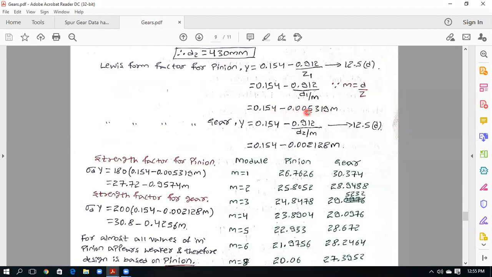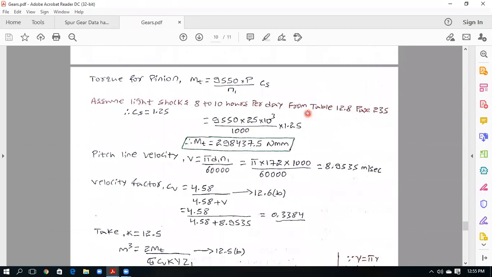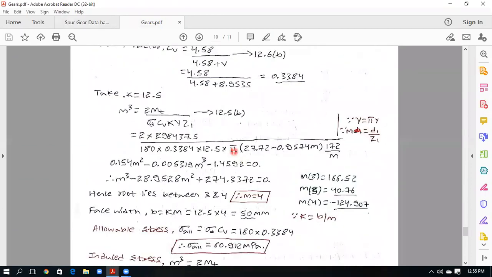0.154 minus of this. Substitute that y, sorry, pi into y. And z1, the number of teeth on the pinion. Why I have taken Z1 means here you are designing it for the pinion, the weaker member. The number of teeth on the pinion is not given.